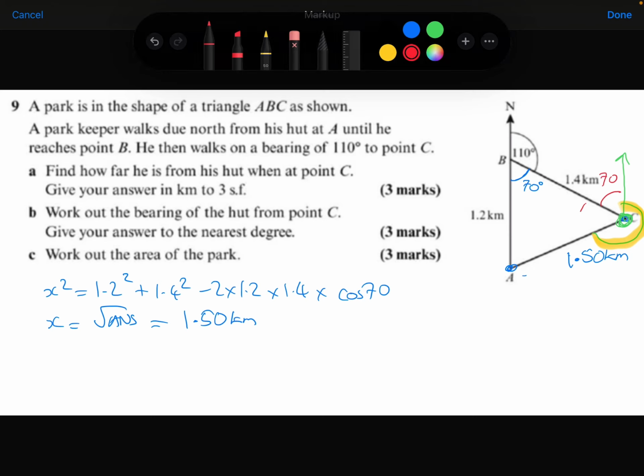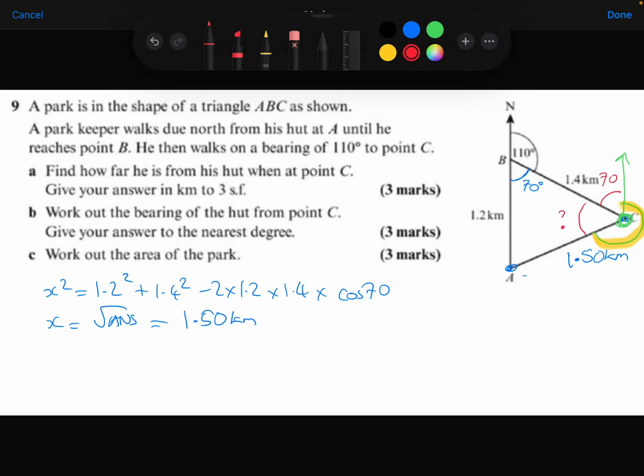So if I could work out this angle here, then I could do 360 minus 70 minus that angle, and that will give me the bearing. So that's going to be my strategy. I'll call that angle A for now. Call it whatever you want.